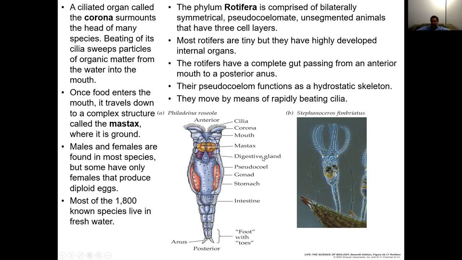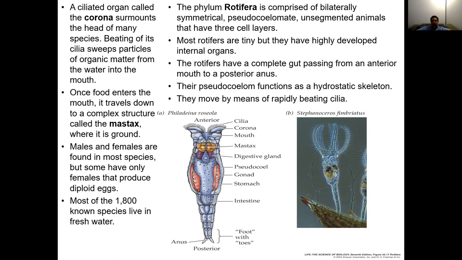And then this mastax can grind the food and then it'll be digested in their digestive system, kind of like a stomach and intestines, and then out their anus. They do have gonads, for male and female parts. There are about 1,800 known species that live in fresh water. Again, there are males and females, and so they can produce diploid eggs. That means they have double the chromosomes, one set of chromosomes from the mother, another from the father.